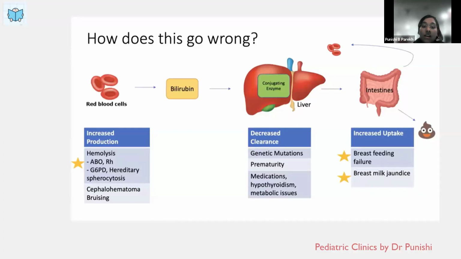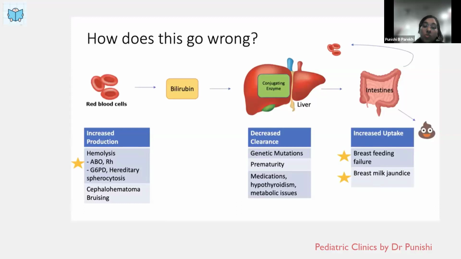Second, impaired clearance or decreased clearance of bilirubin. That happens because there is a genetic mutation in the conjugating enzyme, which is UGT1A1. So you have Crigler-Najjar and Gilbert syndrome, where the conjugating enzyme is deficient or insufficient. And this is one reason why you can have impaired clearance and piling up of bilirubin in the body.